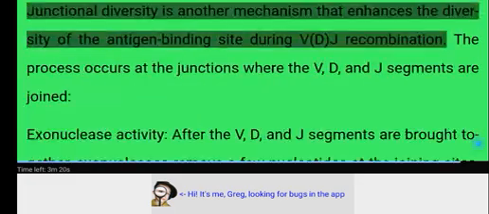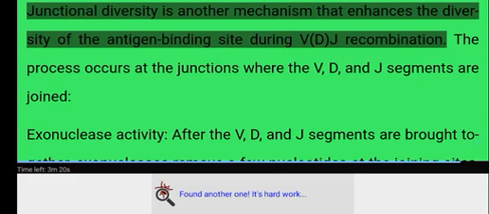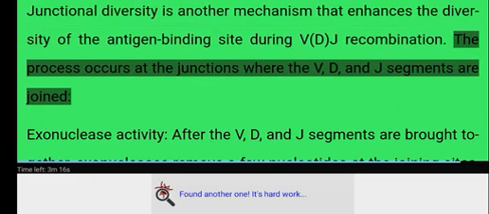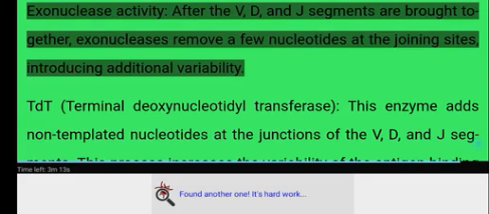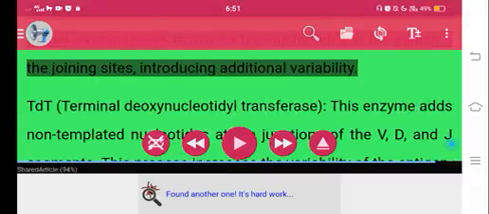2. Junctional diversity. Junctional diversity is another mechanism that enhances the diversity of the antigen binding site during VDJ recombination. The process occurs at the junctions where the V, D, and J segments are joined. Exonuclease activity. After the V, D, and J segments are brought together, exonucleases remove a few nucleotides at the joining sites, introducing additional variability.